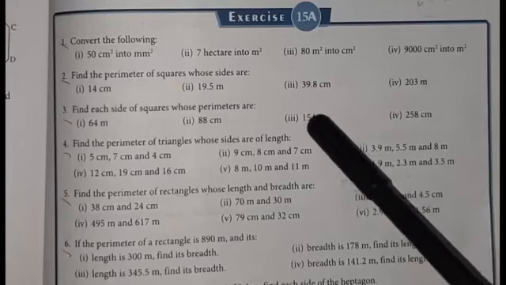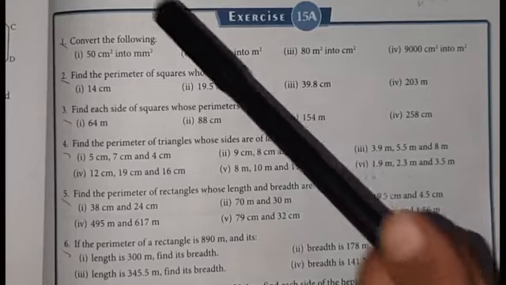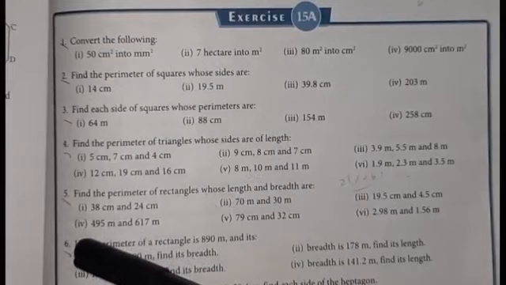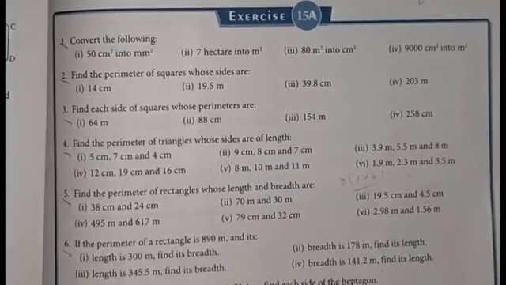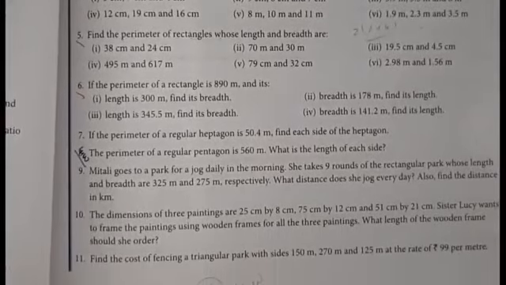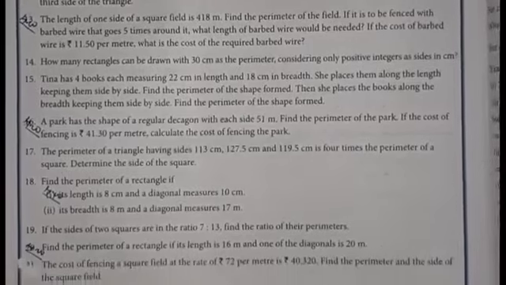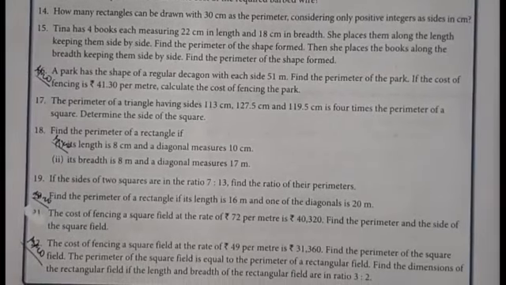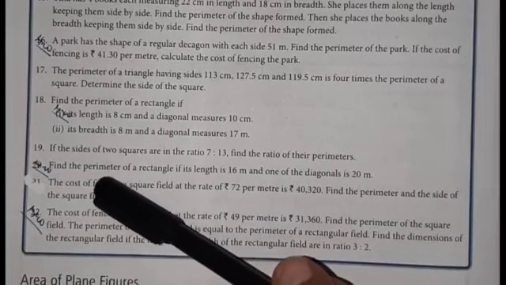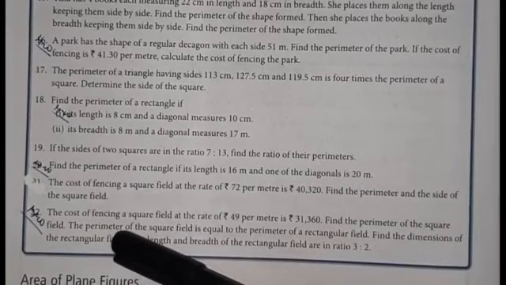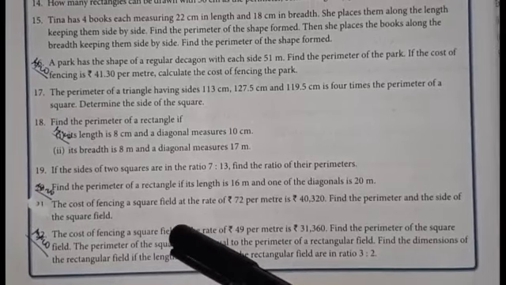Now I am giving you some numericals as homework. Just do in your classwork notebook. Sum number 1 to 6, all the remaining parts you have to do. Right? Then sum number 8, 13, then 16, 18 first part, sum number 20 and 22. All these numericals you have to do in your classwork notebook.